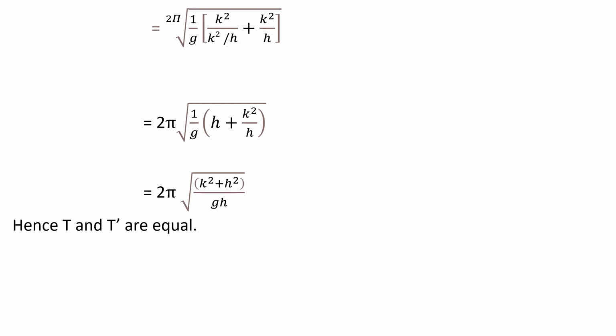That is, T dash is equal to 2 pi into root of 1 by g into k square divided by h dash, where h dash is k square by h. That is, T dash is equal to 2 pi into root of 1 by g into h plus k square by h, or T dash is equal to 2 pi into root of k square plus h square by gh. That is, T and T dash are equal. That is, the center of suspension and the center of oscillation are interchangeable.